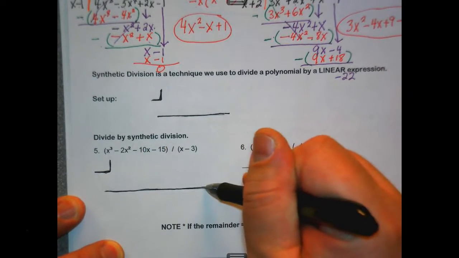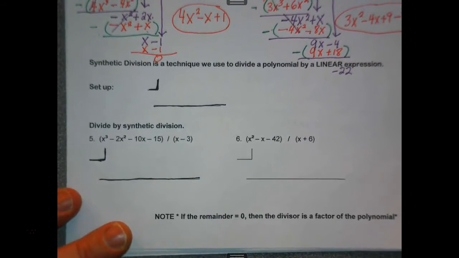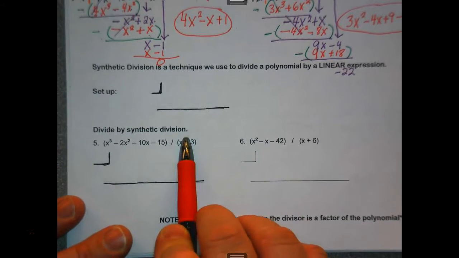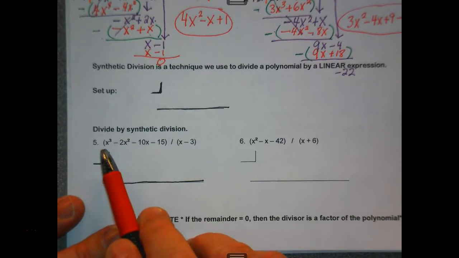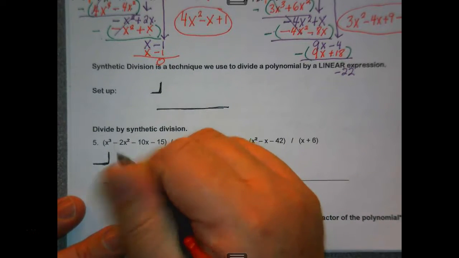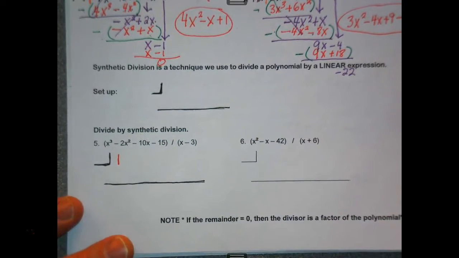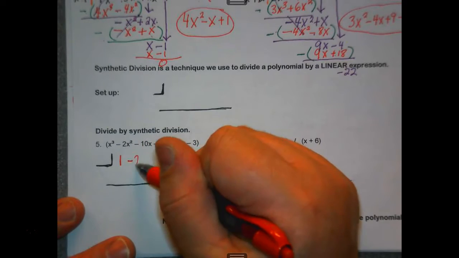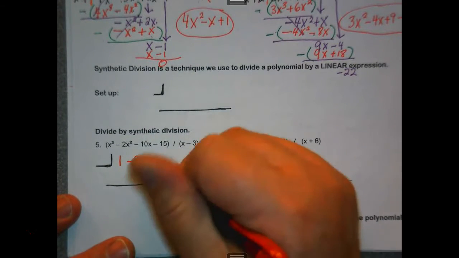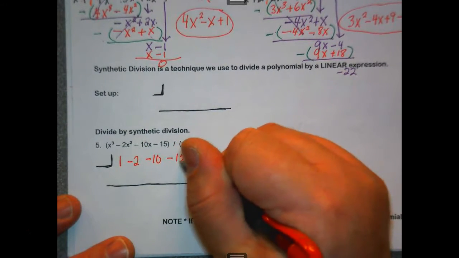And here's my dividing line or summation line. So what I'm going to do is, in synthetic division, I'm going to take my coefficients only. Okay? So the coefficient of x cubed, positive 1. Coefficient of x squared, negative 2. The coefficient of x to the first is negative 10. And my constant term is negative 15.